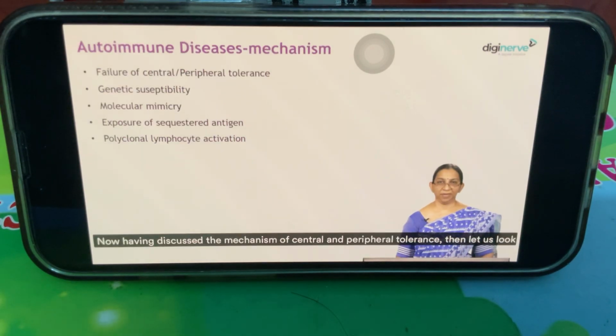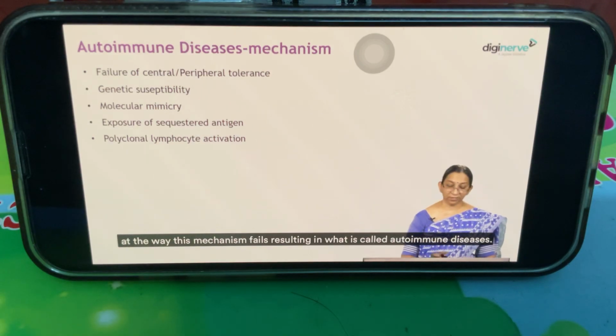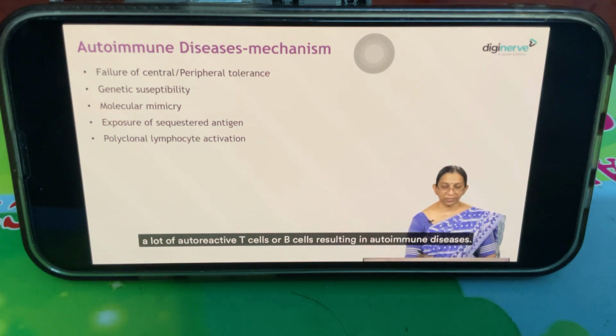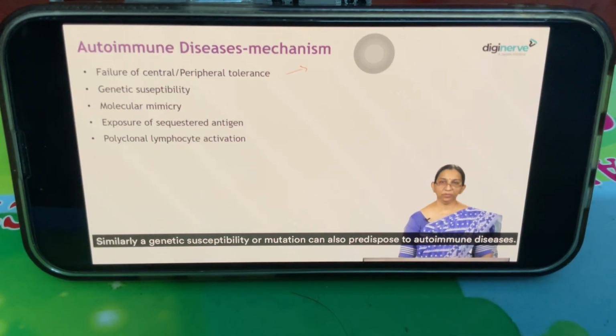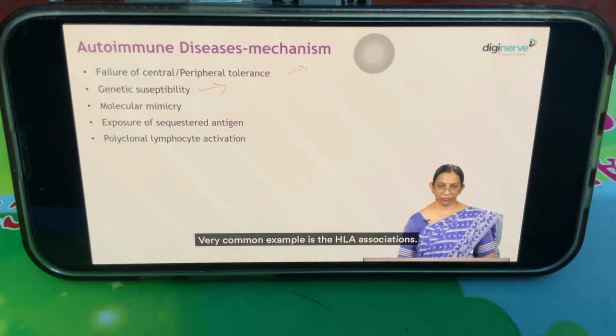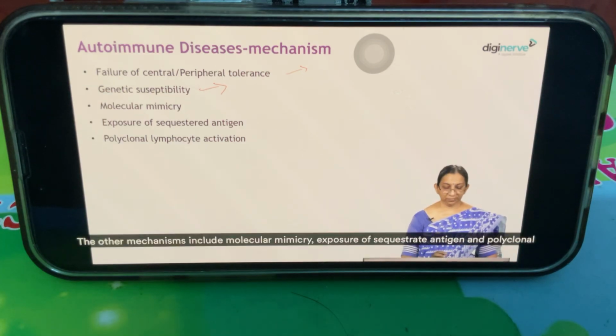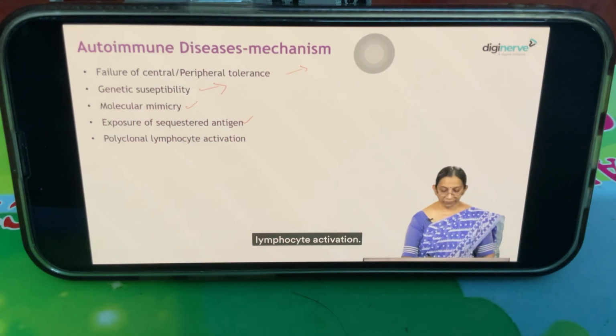Now, having discussed the mechanism of central and peripheral tolerance, let us look at the way this mechanism fails, resulting in what is called autoimmune diseases. Obviously, if the central or the peripheral tolerance is faulty, you're going to get a lot of autoreactive T cells or B cells, resulting in autoimmune diseases. Similarly, a genetic susceptibility or mutation can also predispose to autoimmune diseases. A very common example is the HLA associations. The other mechanisms include molecular mimicry, exposure of sequestered antigen, and polyclonal lymphocyte activation.